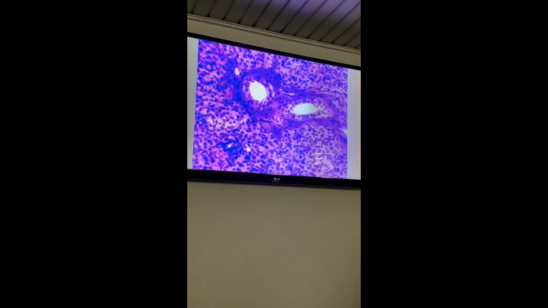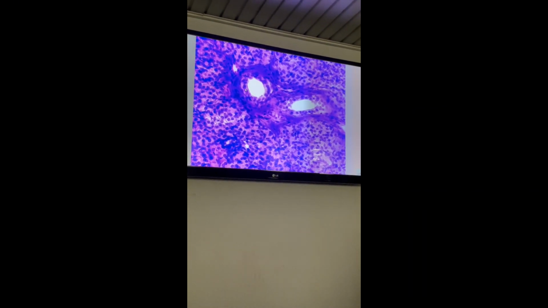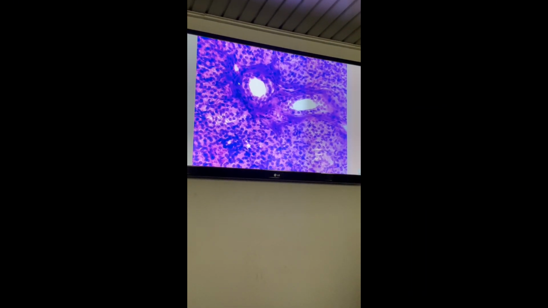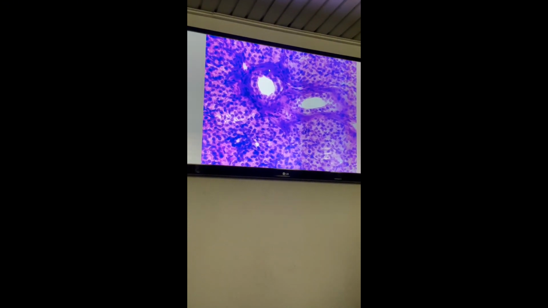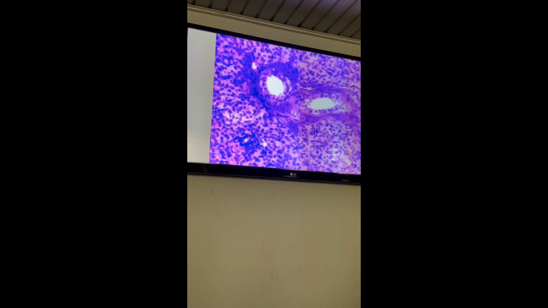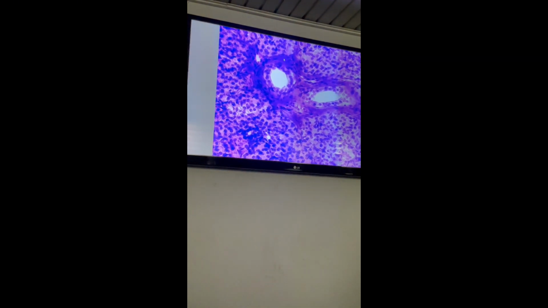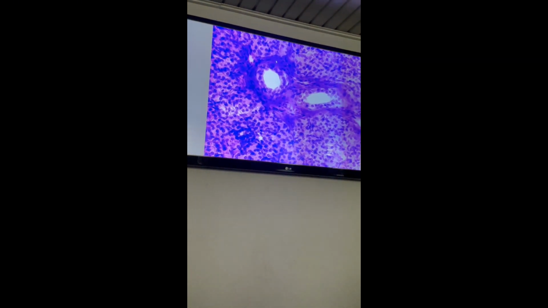Interlobular duct found between the lobules and surrounded by connective tissue. This is connective tissue, consists of collagen fibers and fibroblasts. This connective tissue extending from the capsule.